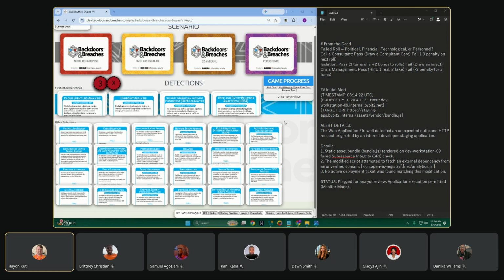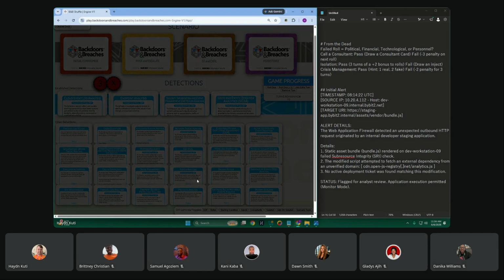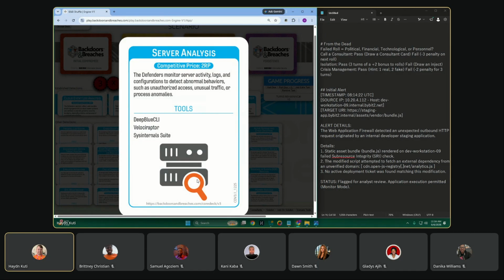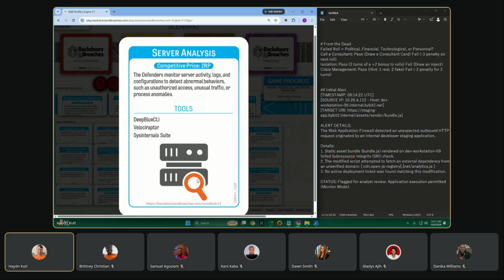But see, Connie's saying server analysis. Where are you at? Server analysis. Defenders monitor server activity, logs, and configurations to detect abnormal behaviors, such as unauthorized access, unusual traffic, or process anomalies.